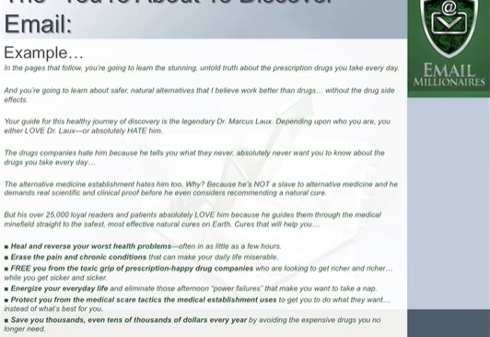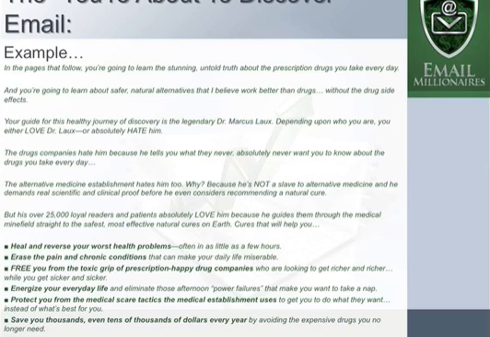The drug companies hate him because he tells you what they never, absolutely never want you to know about the drugs you take every day. The alternative medicine establishment hates him too. Why? Because he's not a slave to alternative medicine and he demands real scientific and clinical proof before he even considers recommending a natural cure. But his over 25,000 loyal readers and patients absolutely love him because he guides them through the medical minefield straight to the safest, most effective natural cures on earth.